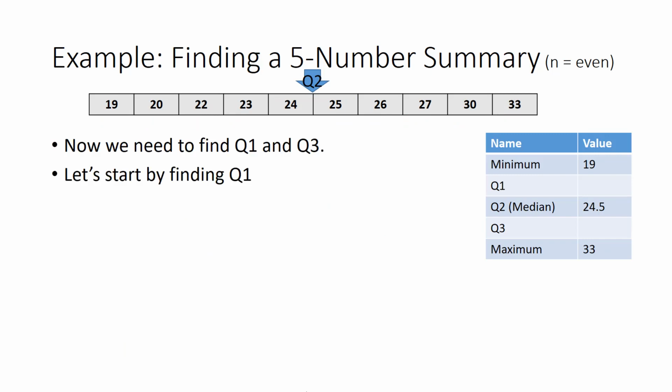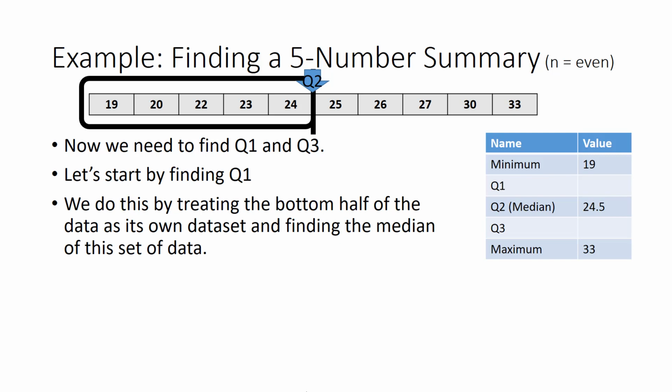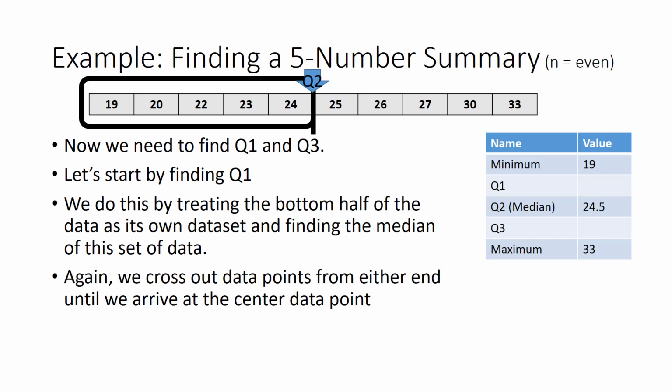Let's start by finding Q1. We do this by treating the bottom half of the data as its own data set, and then finding the median of these numbers. Again, we cross out the data points from either end until we arrive at the center data point. As you can see, the middle of these 5 numbers is 22. That means that Q1 is 22.